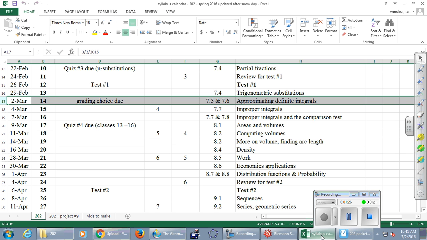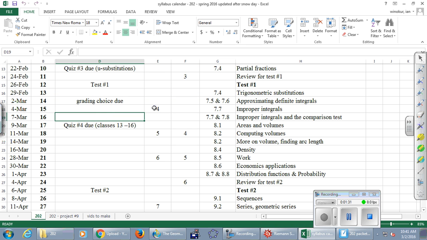All right, also coming up on Friday, I will hand out project number 4 on Friday, but right now there's no project outstanding for you guys. Any questions on the calendar?